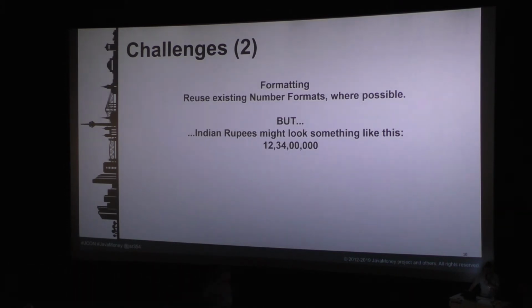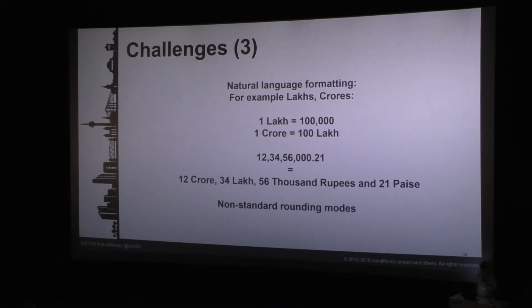We try to reuse the existing number formats wherever possible, but also, for example, there are cases like the Indian rupees, which differ, and in the JDK there is a bug since, I think, 2007 or 2011, and nobody in the OpenJDK team really found it important enough. It's not simple to fix it in the JDK because the mechanism how the DecimalFormat actually implements formatting does not comply with this requirement at all. You have to rewrite the whole formatting in the JDK to fix that bug. That's the reason, I think, why it is not fixed.